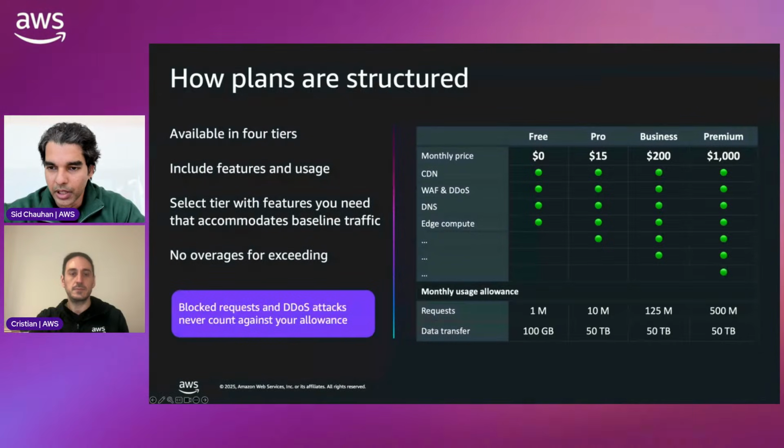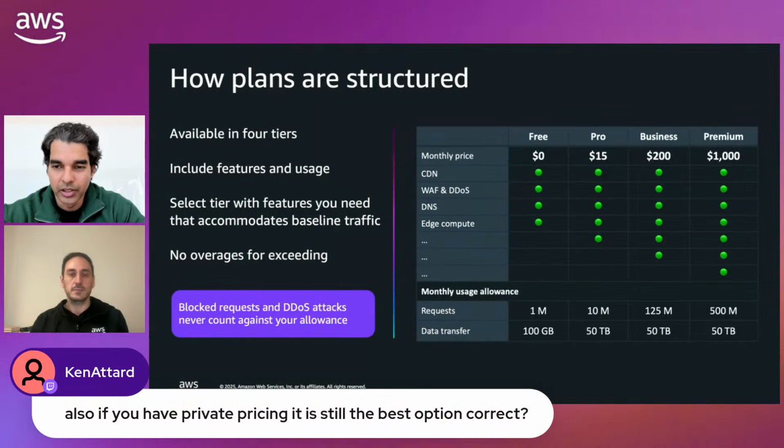Okay, awesome. Ken Attard asks, if they already have private pricing, is private pricing still the best option, or should they look at this? Yeah, so if you have private pricing, these are per distribution, so you can continue using your private pricing. But if for any individual distribution or sets of distributions you want to select a flat rate plan, you absolutely can, and you can assign it a specific flat rate plan. That will use the plan price instead of your private price for that particular distribution.